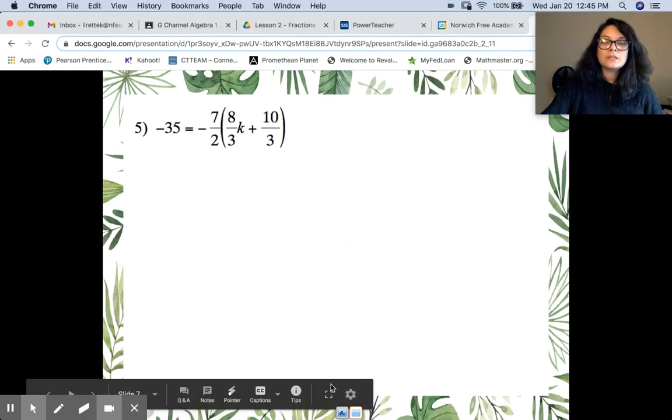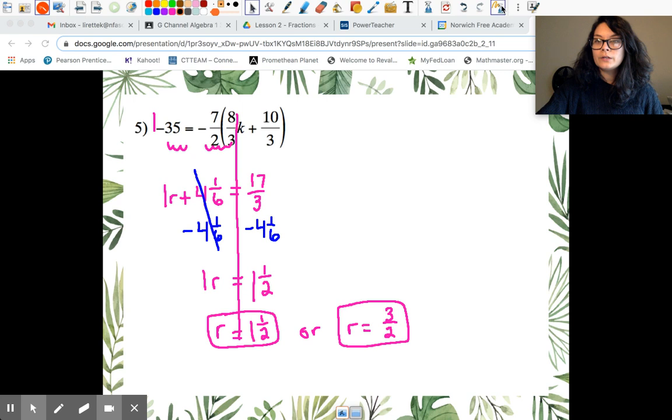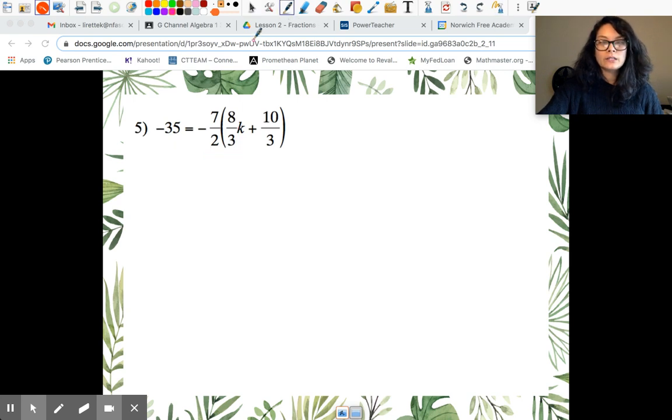Okay, I think this is the last one that I'm going to walk you guys through, and I believe the next slide has my you try. So let's go ahead and copy this one in our notes. Notice right away that this one looks a little more complicated. Again, you might want to draw your line down the equal sign.